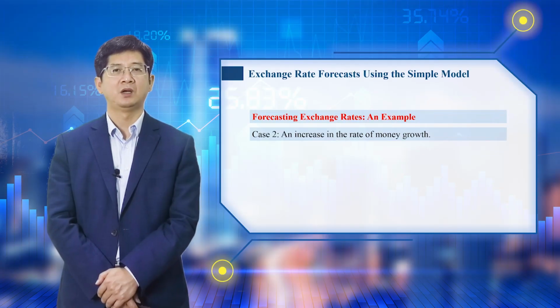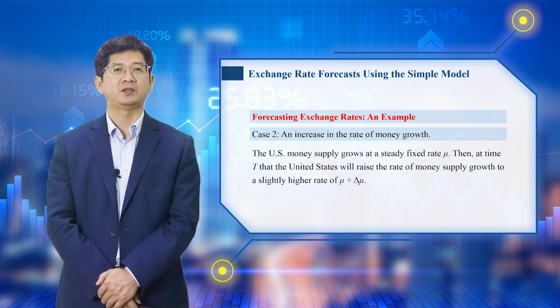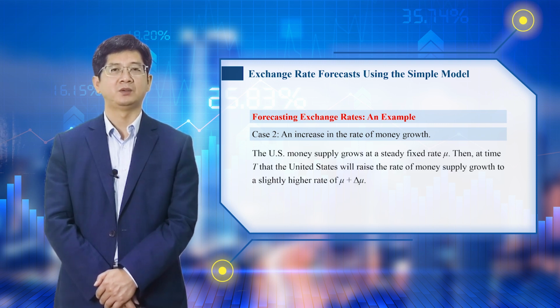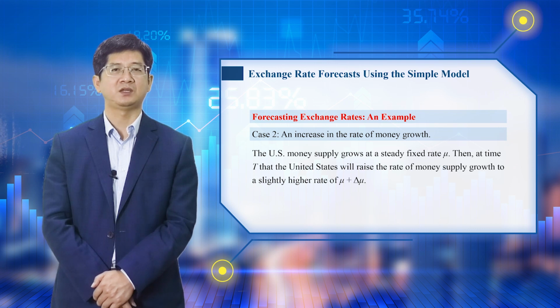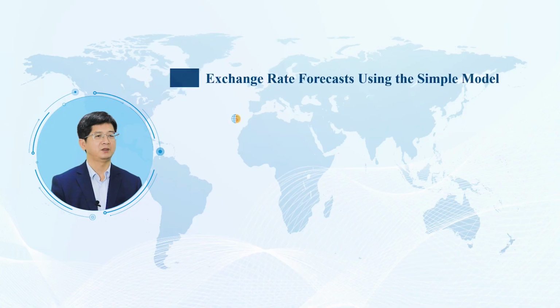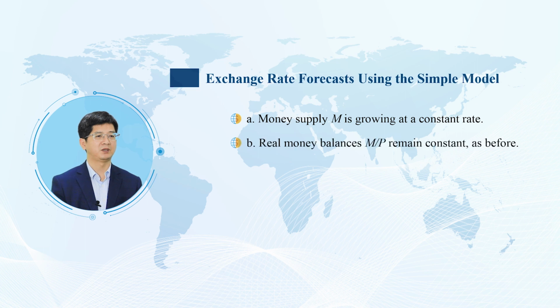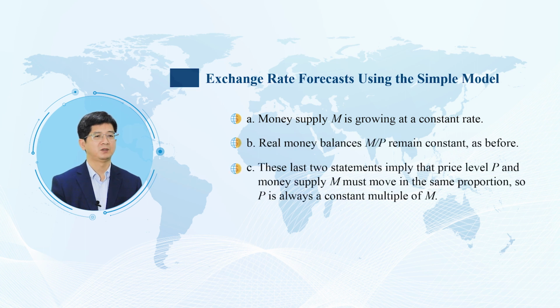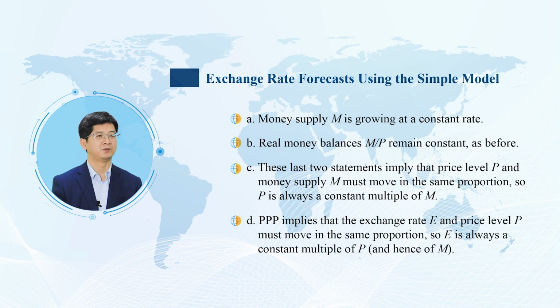Case 2. An increase in the rate of money growth. The US money supply grows at a steady fixed rate mu. Then, at time t, the United States raises the rate of money supply growth to a slightly higher rate of mu plus delta mu. A. Money supply M is growing at a constant rate. B. Real money balances M over P remain constant as before.